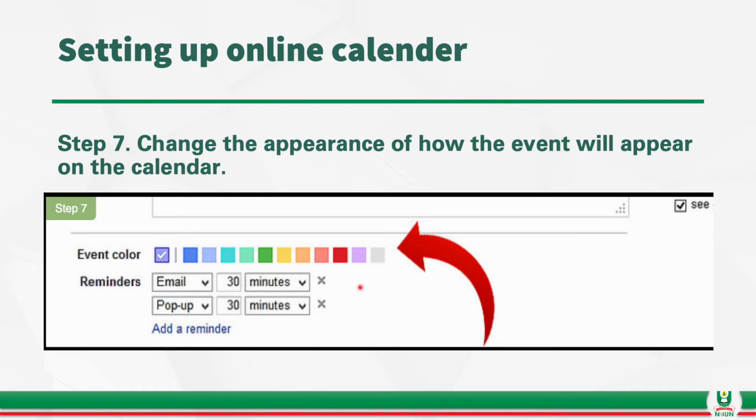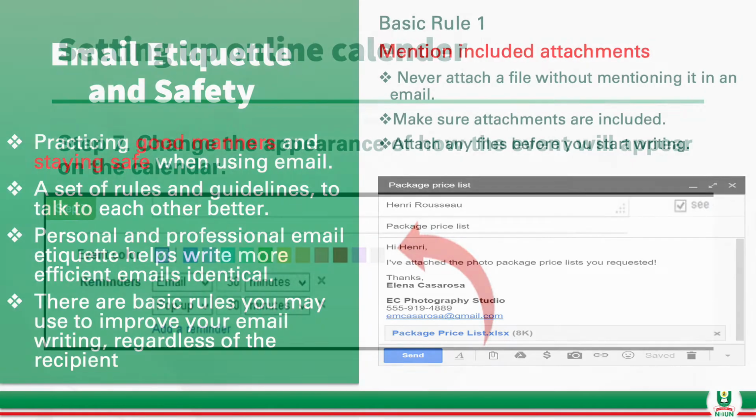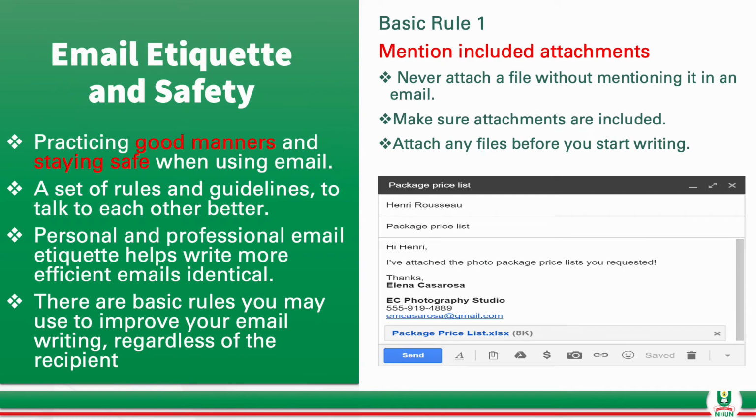And let's quickly move on to what we said about email ethics and safety. There are rules, like we said, practicing good manners and staying safe when using email is very critical. There are basic steps you just have to observe if you are going to have good manners in your email. These are basic rules, even to improve your writing, regardless of the recipient.